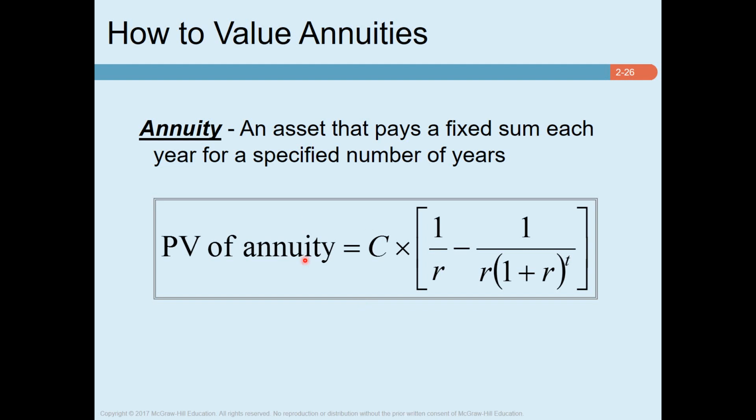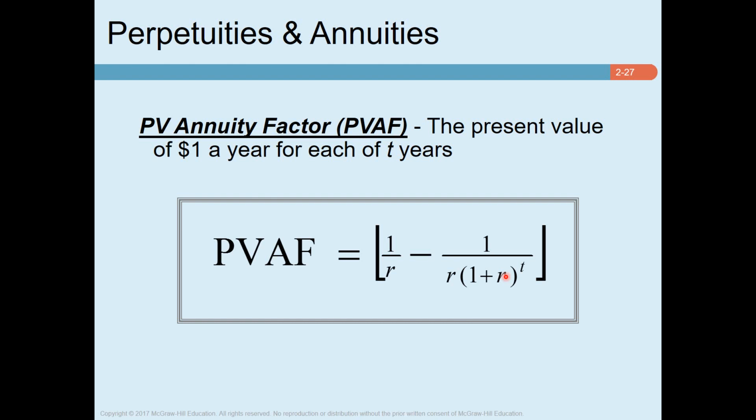So the present value of annuity formula is the periodic cash flow multiplied by 1 divided by r, that is the interest rate, minus 1 divided by r times (1 plus r) to the power t. So this is the present value annuity factor. Previously we have seen the present value factor. Now this is the present value annuity factor. It means that this is the present value of an annuity where you get $1 every period up to a certain number of years.